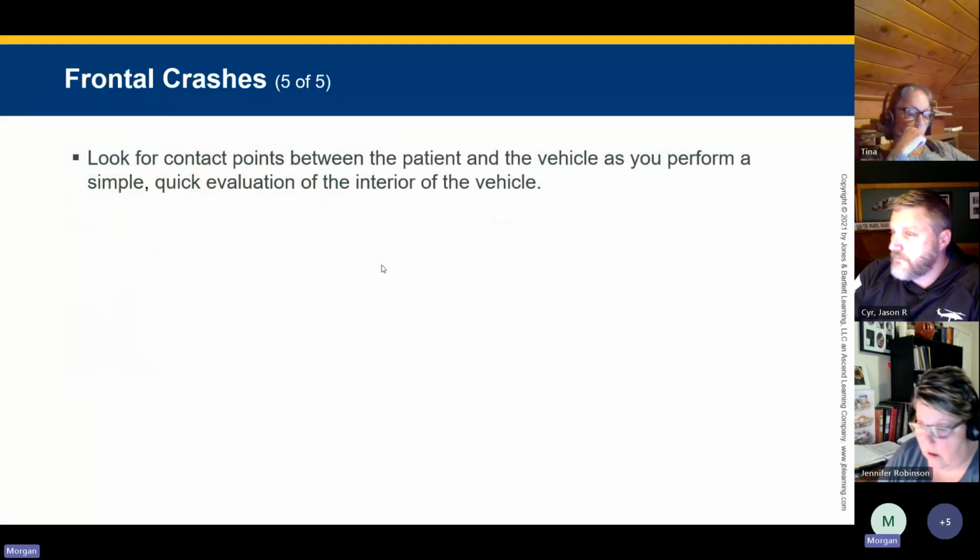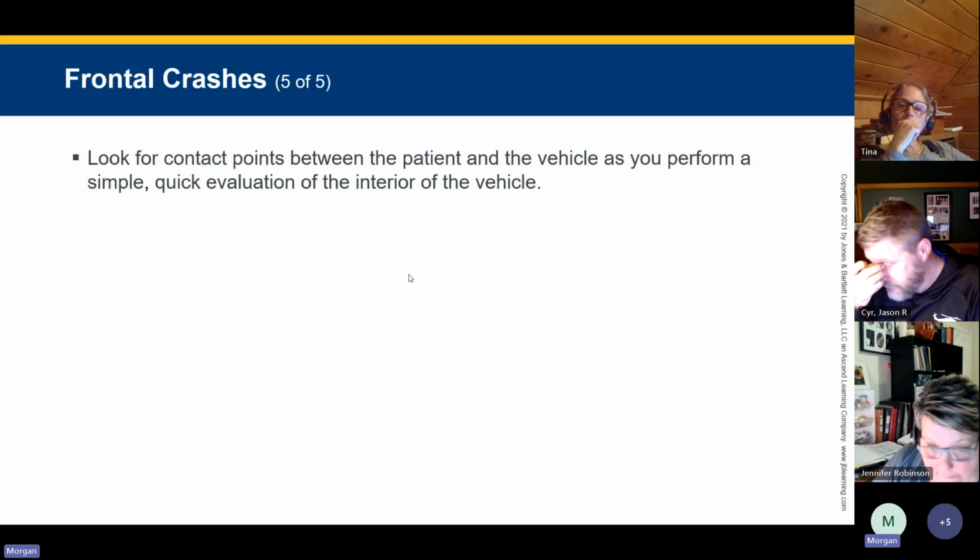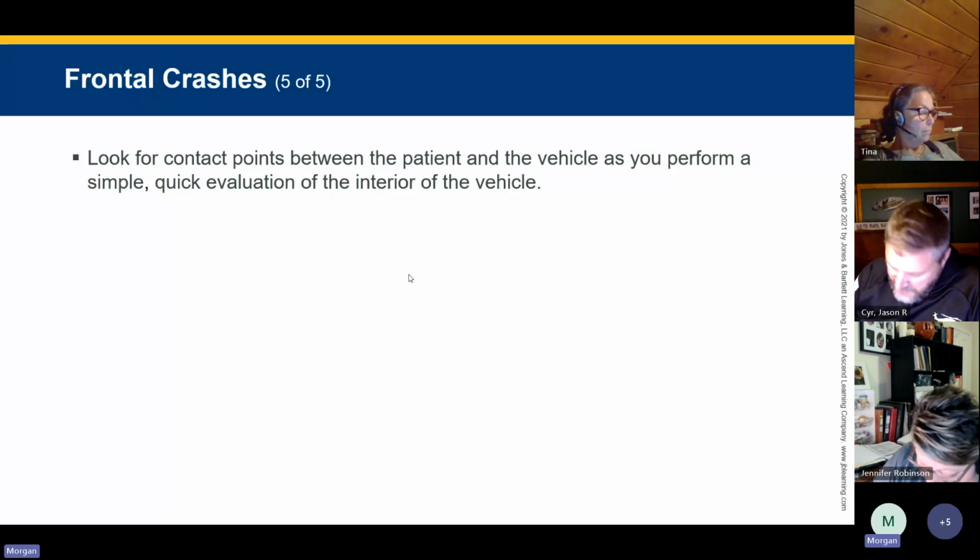Look for contact points between the patient and the vehicle as you perform a simple, quick evaluation of the interior of the vehicle. Whenever everybody gets tunnel vision on crashes, like ATV and motor vehicle crashes, I always want to run to the patient, which is good. They need to make sure they're safe and everybody's safe. But I like to walk around the vehicle just to get an idea of what's going on for the injuries and how the impact was, and the ER provider is going to want to know what's going on as well. Even today, I'll take pictures so they can see in the ER.